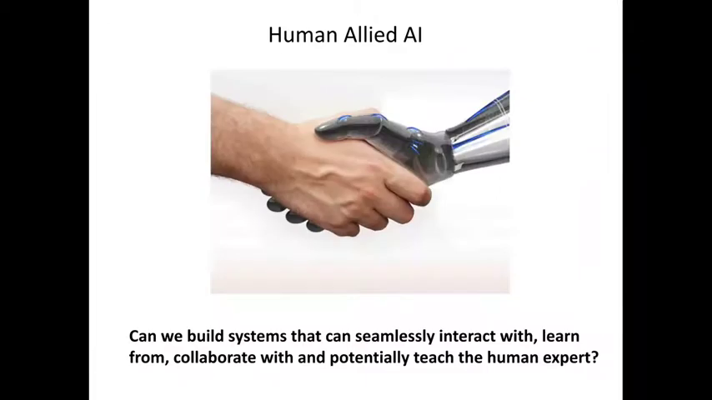So what is human-allied AI? The way we think about human-allied AI is, can we build systems that can seamlessly interact with, learn from, collaborate, and potentially teach the human expert? So in our vision, human-in-the-loop systems don't stop at just using humans for getting labels, but things beyond labels as domain knowledge, as constraints, and so on. I'll explain what we get as we go.